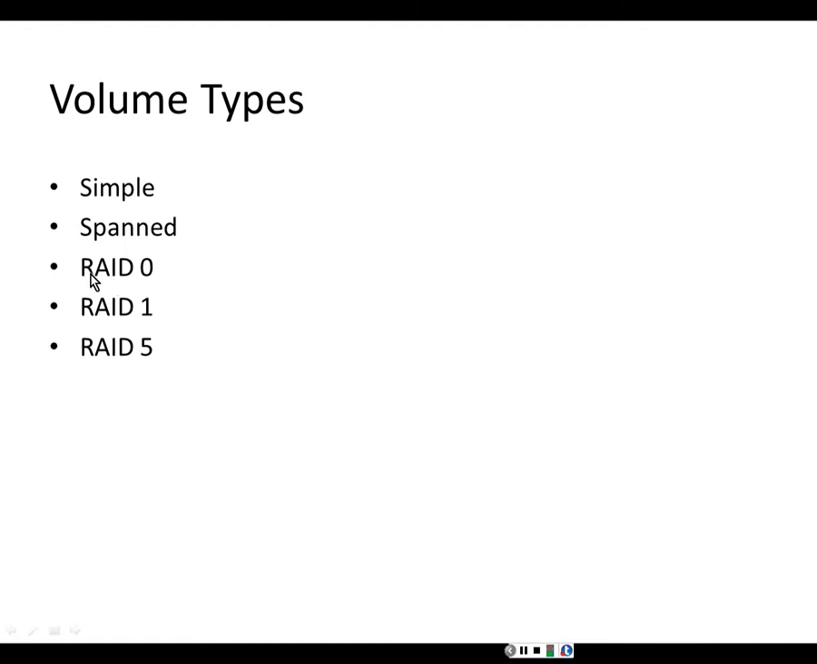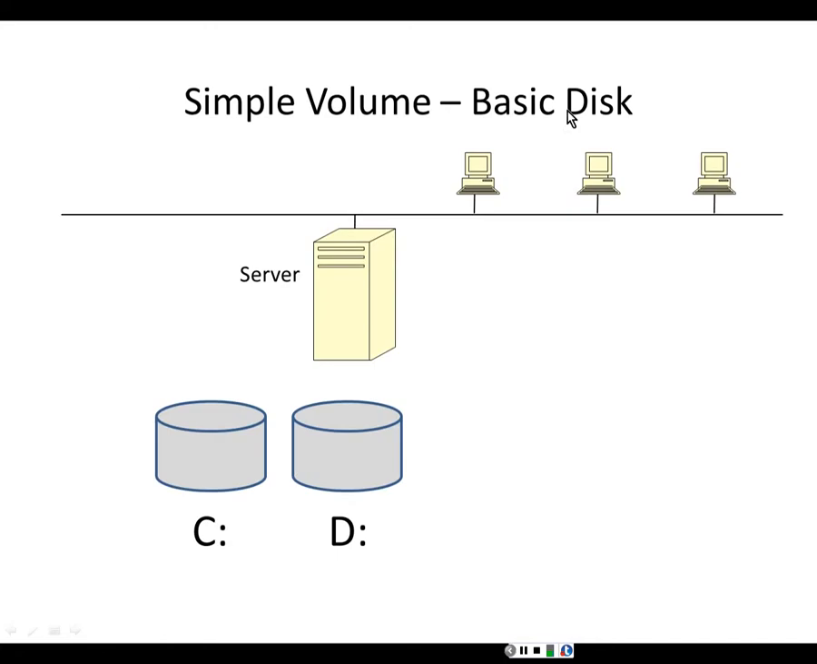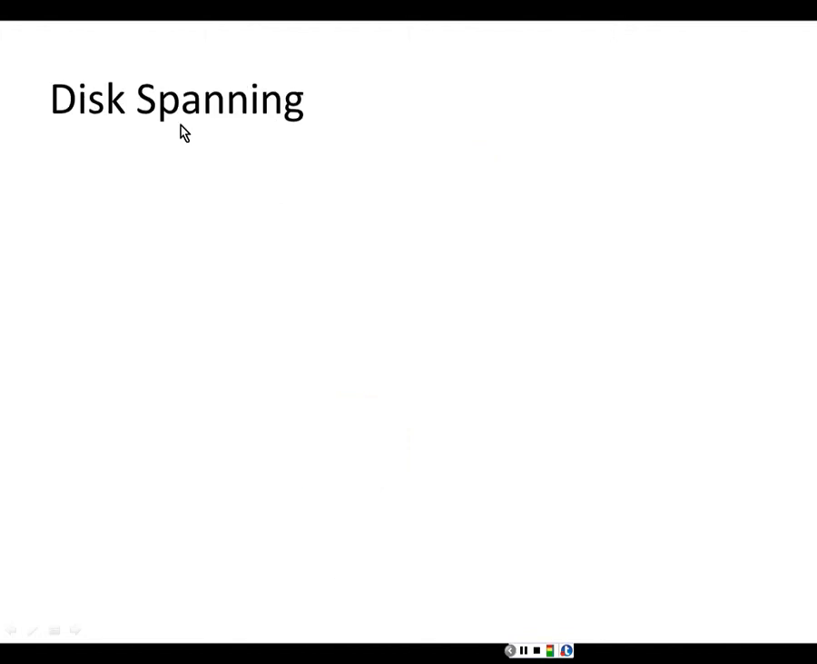RAID stands for Redundant Array of Integrated Disk Drives, and all 4 of these volume types occupy more than a single disk. A simple volume on a basic disk occupies a single disk. That's a simple volume, which we did in the last section. But let's look at disk spanning and when we might need it.